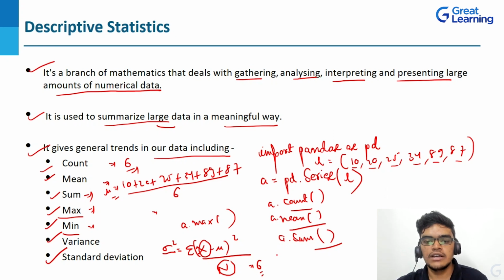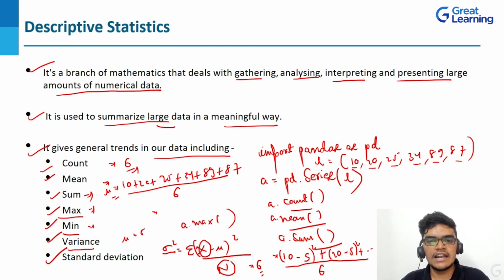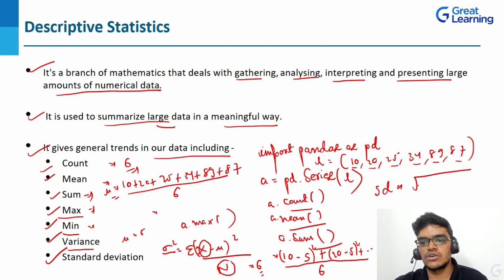The first time I calculate, I will write 10 minus, and what's my mu? Let's suppose my mu is 5, right? So I can write (10 minus 5) square plus, now again the summation formula means addition, so once again I will take the next data value. It will be (20 minus 5) square plus it will go on, right? The next term will be (25 minus 5) whole square, then (34 minus 5) whole square, divided by the total number of values or elements, which is 6 here. In this way you can calculate variance. Now, standard deviation is nothing but the square root of variance.